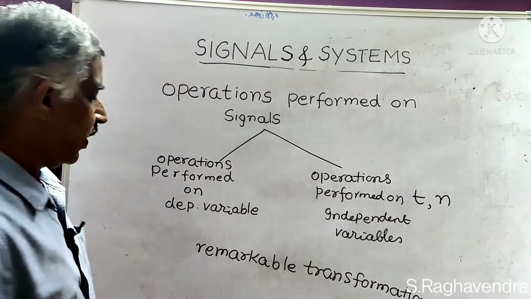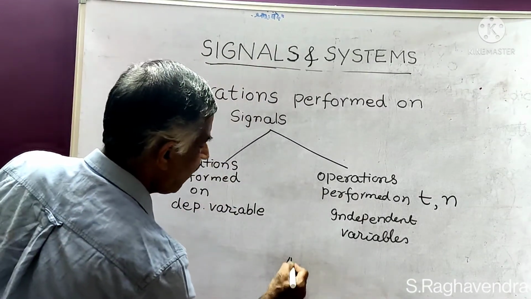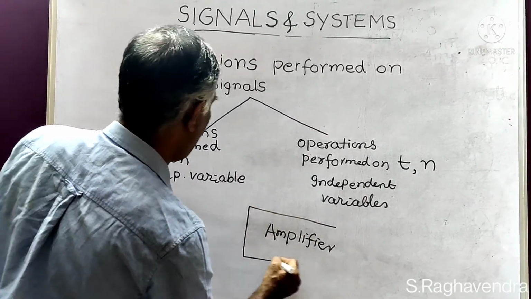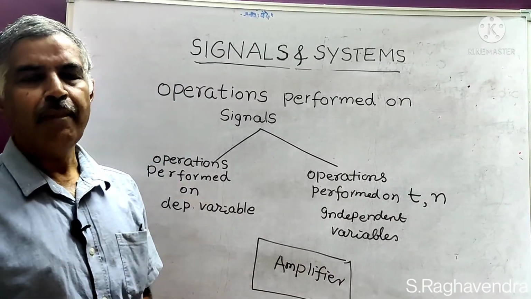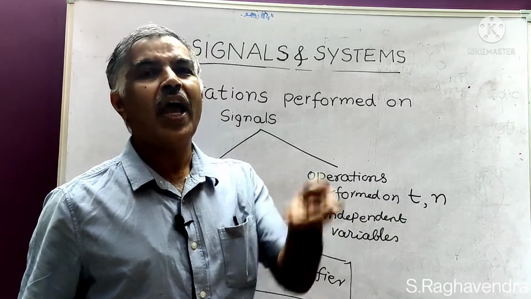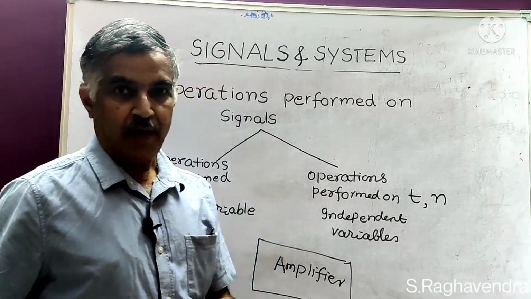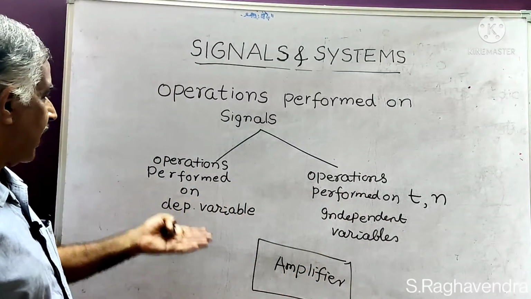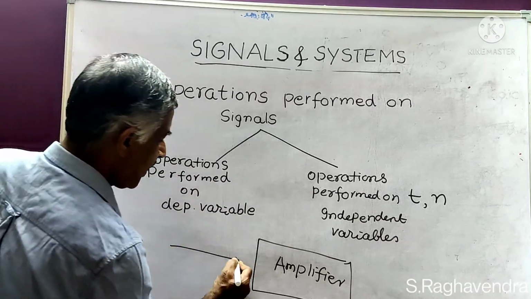Now I will give one example. Take the example of an amplifier. This amplifier is going to perform an operation on the dependent variable. What is the function of an amplifier? An amplifier's function is to raise the level of a low level signal to a higher level. If the input signal is of the order of microvolts, you can raise its level to the level of volts. That is raising the level. So that is one such operation. For example, you have x(t) here.